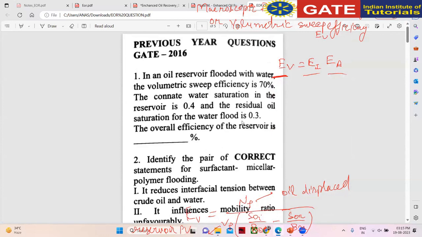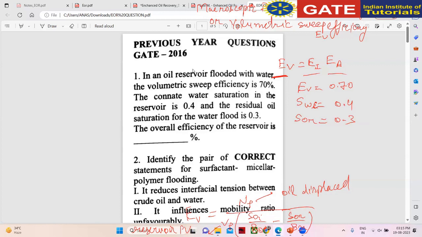So a question has come in GATE 2016. In an oil reservoir flooded with water, the volumetric efficiency EV is given as 0.70, or 70%, and the connate water saturation, meaning initial water saturation, is given as SWC or SWI, which is 0.4. The residual oil saturation SOR is given as 0.3. Now calculate the overall efficiency.